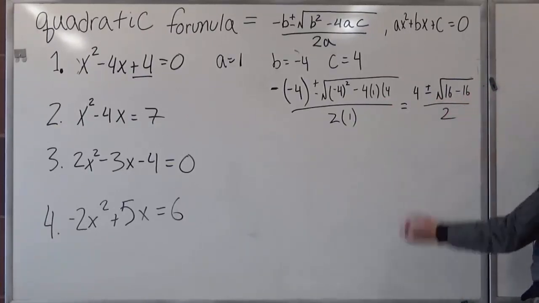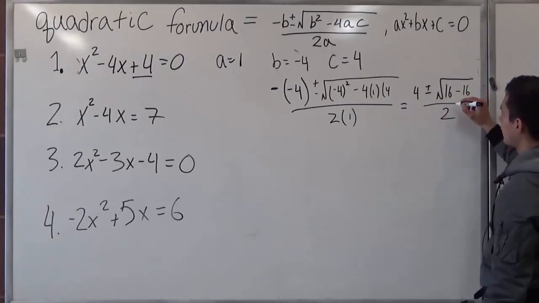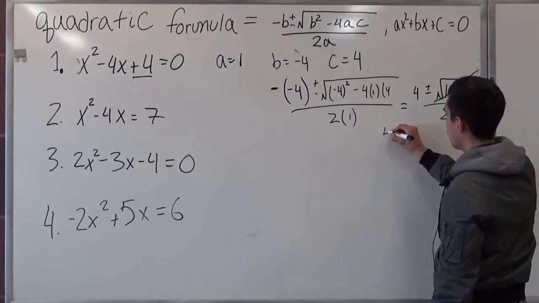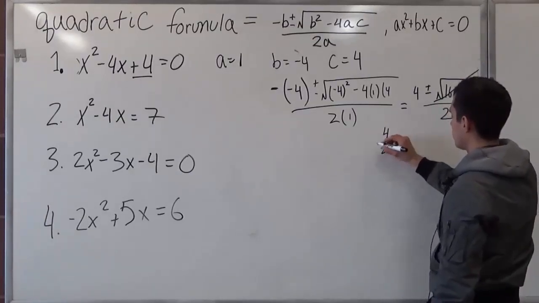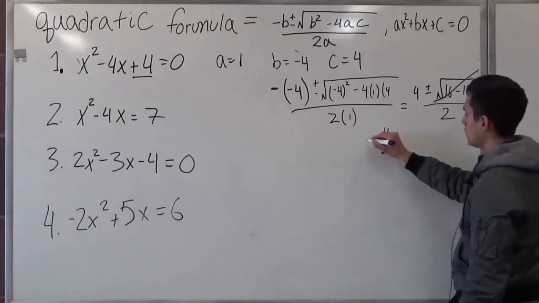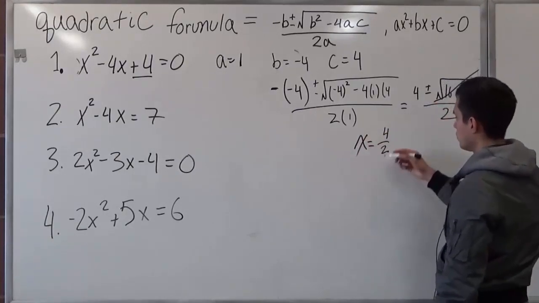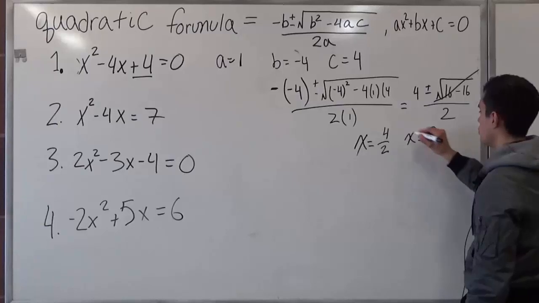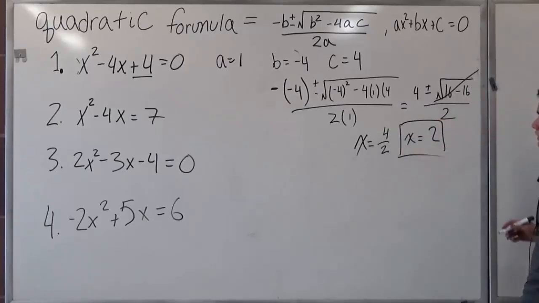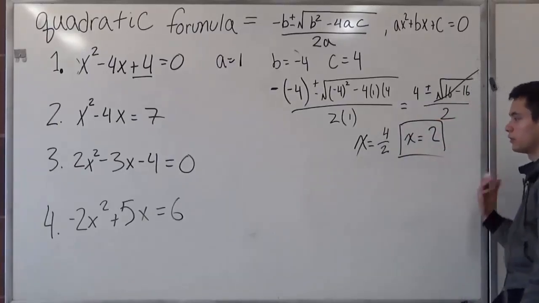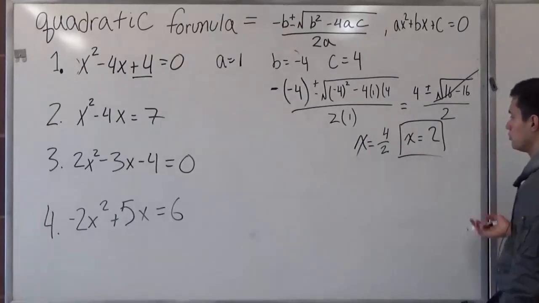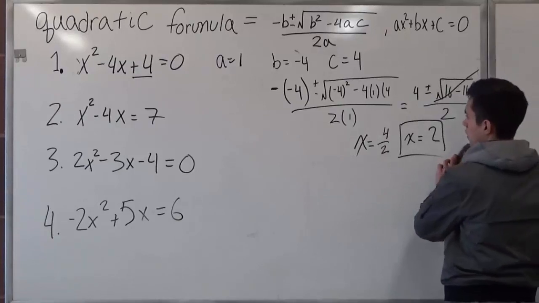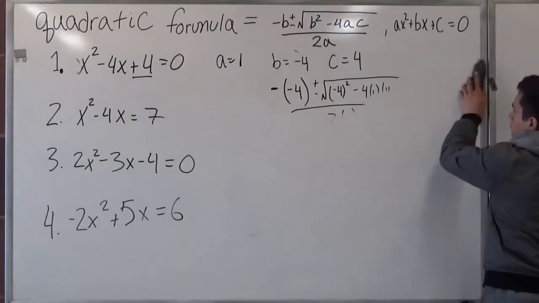16 minus 16 would just be 0, so this radical cancels out. And now we're just left with 4 over 2, which will equal x. So 4 over 2, in simplified terms, is just 2, which is the same thing as we solved earlier with factoring, where we got the roots, and the roots also give us 2. So let's move on to question number 2.